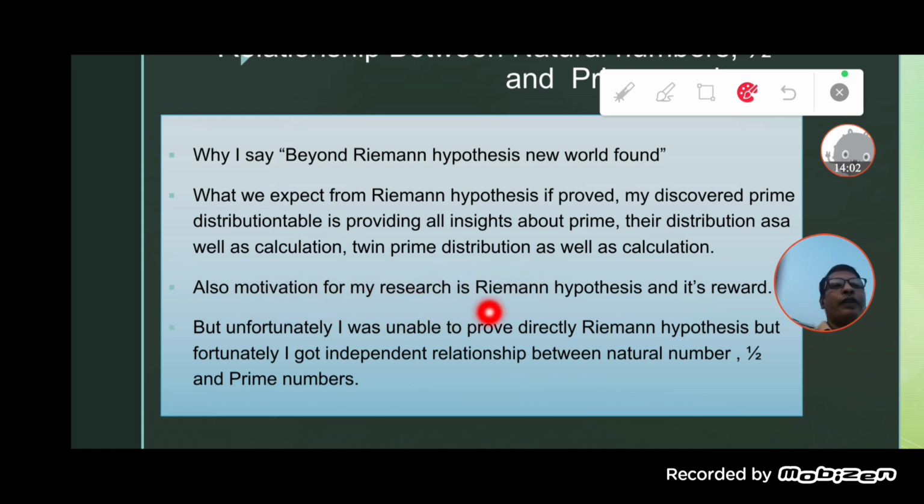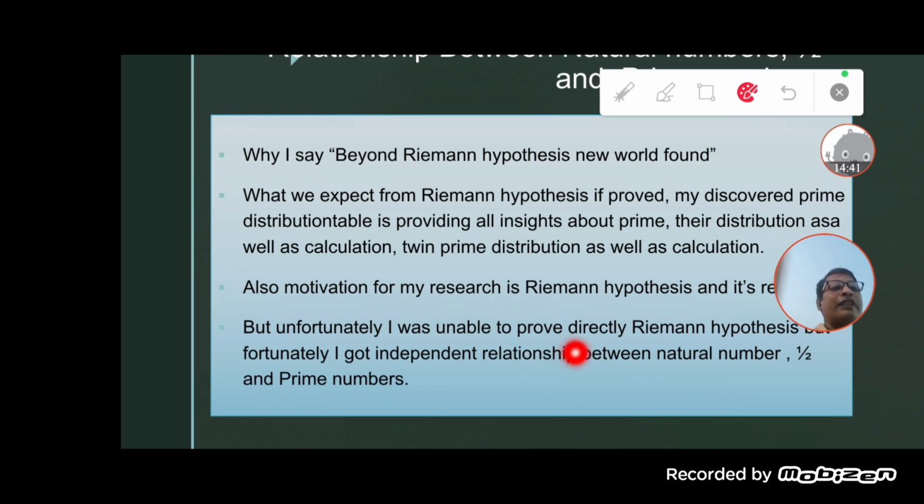Also, my motivation for my research is the Riemann hypothesis and its reward. Initially, when I started to look at the Riemann hypothesis and study it, that's why I used the words "beyond Riemann hypothesis, new world of prime is found." But unfortunately, I was unable to directly prove the Riemann hypothesis. I have to mention that I have not worked directly on the Riemann hypothesis. But fortunately, I independently got a relationship between the natural number 1/2 and prime numbers.